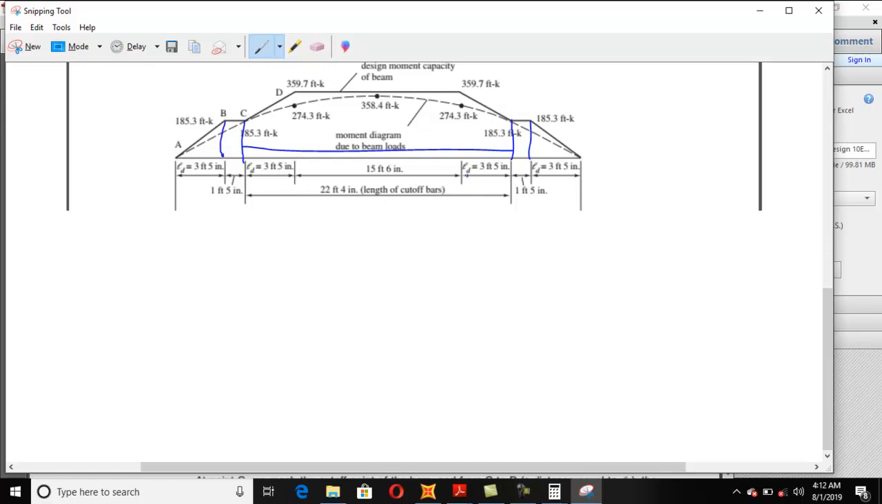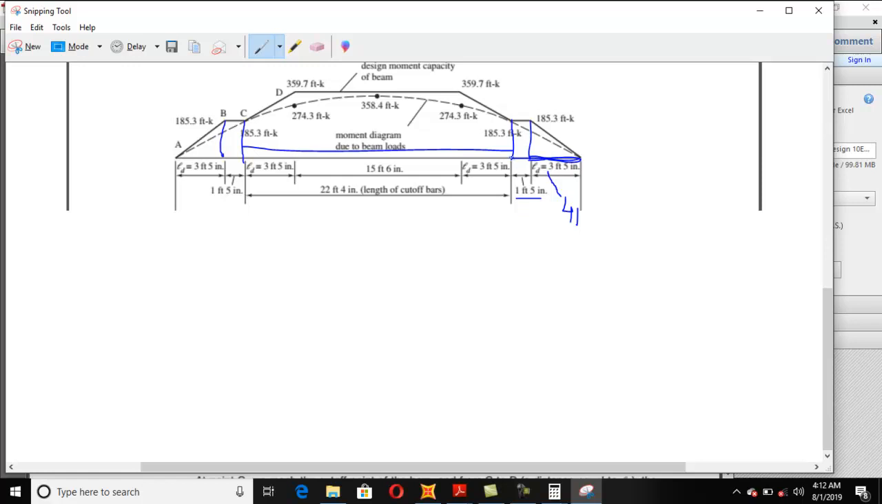Now the question is that this distance is the first theoretical point. Now this distance must be equal to development length. And you can see that this is equal to 3 foot 5 inches, which is 41 inches. This distance must be equal to development length. And this distance will be equal to 1 foot 5 inches.